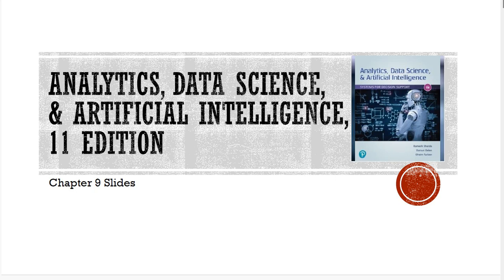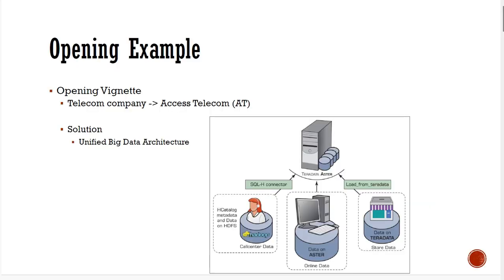So let's take a look at big data. Let's look at our opening vignette example: analyzing customer churn for telecom companies using big data. Churn is the turning over of customers. When someone leaves and someone comes, that's called churn.